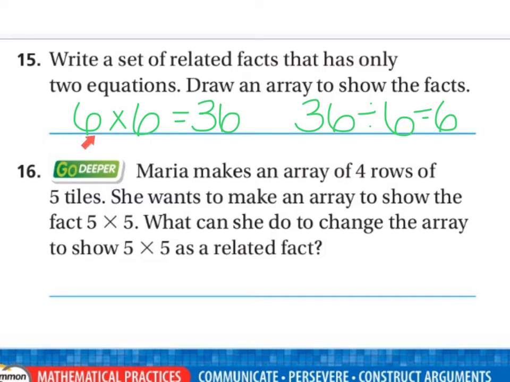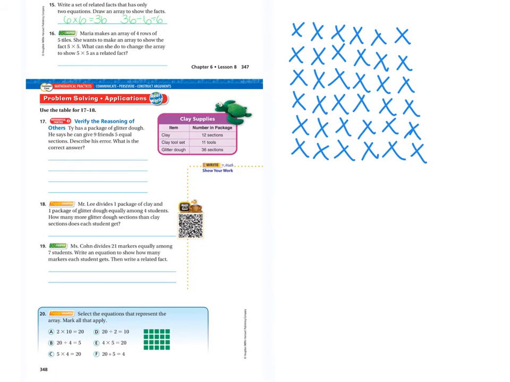You could use any number that you want here or over here as long as they are the same. Don't forget, you also needed to draw an array to show these facts. So you can see my array over here. I have 6 rows of 6. I could flip this around and do 6 rows of 6. No matter how I do it, this array is going to be the same. So that is why there are only 2 equations in this set of facts.